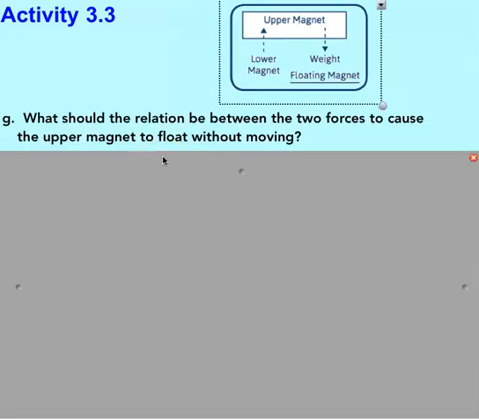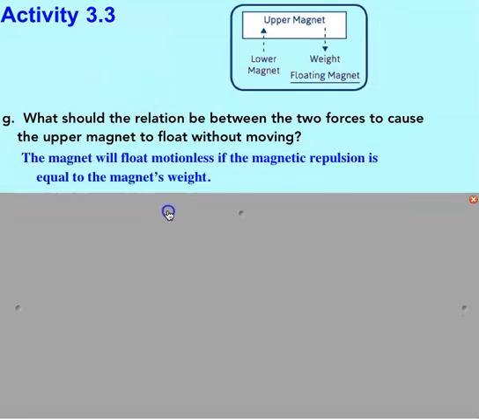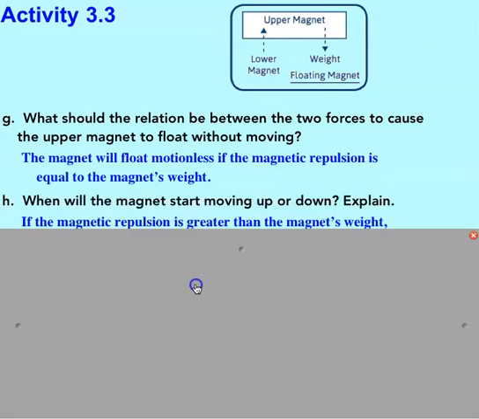What should the relationship be between the two forces to cause the upper magnet to float? Well, they have to be equal. If these two forces weren't equal, the upper magnet would keep going up, up, up, up until it hit the top of the test tube. Or the weight would pull it down, if the weight was greater, until it hits the other magnet. So they have to be equal in order for it to float.